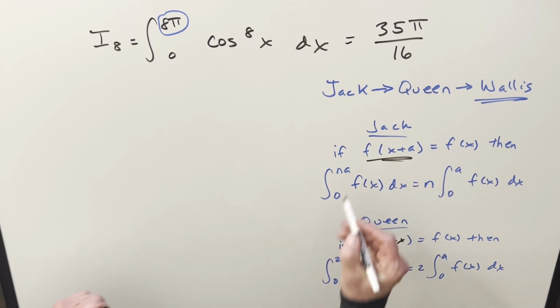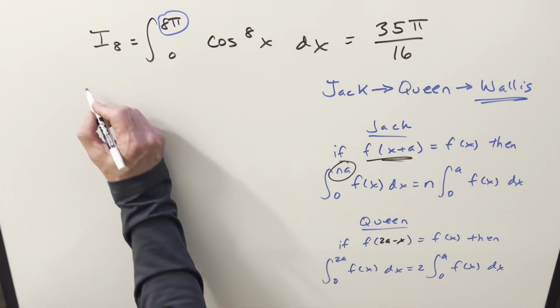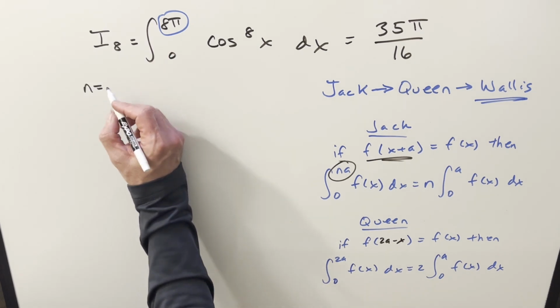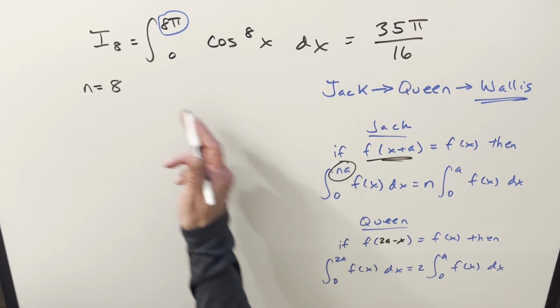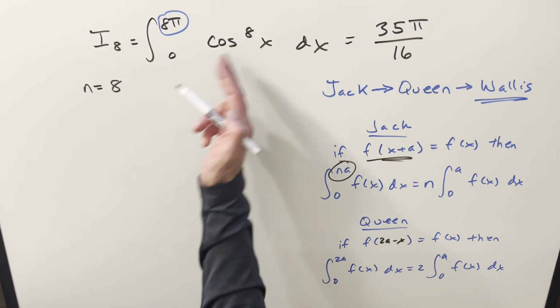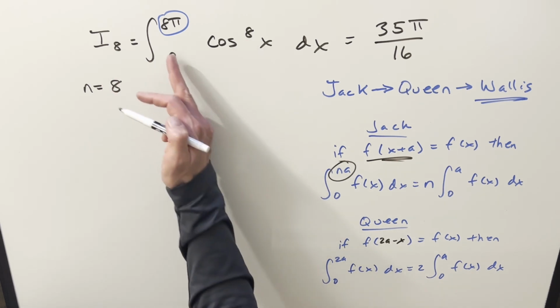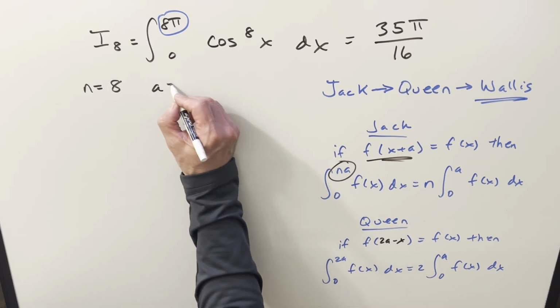For the n a value for this upper bound, that's our 8 pi. So we have n equal to 8. I should probably use something different. I don't want to confuse it with the n that we were using before here, but 8 times pi for the a value, so a is pi.